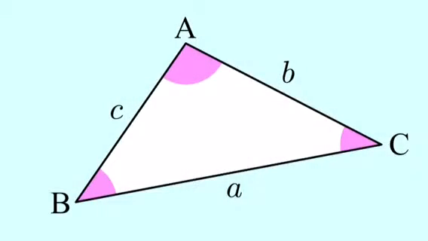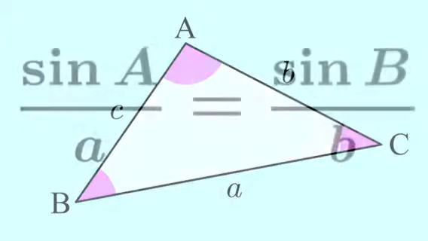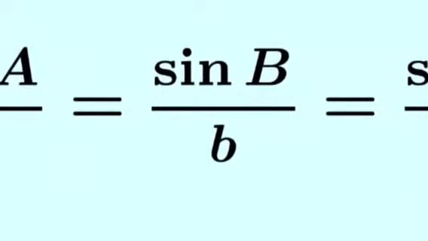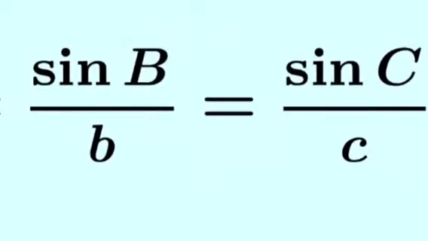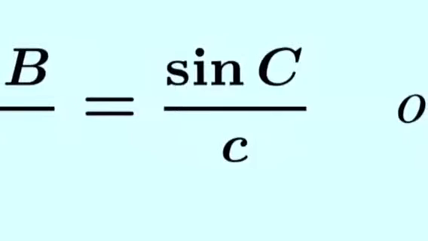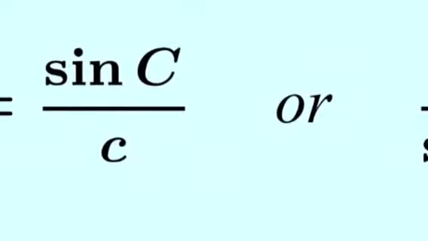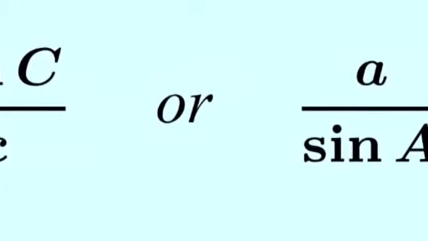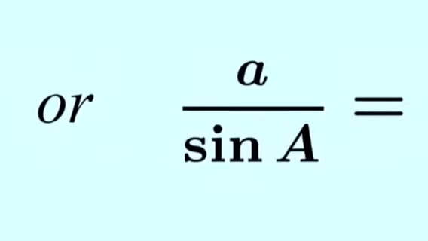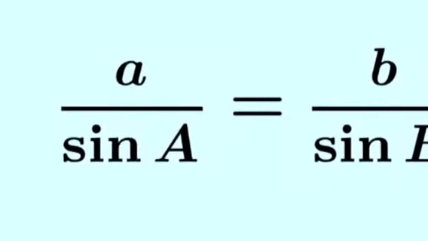The law of sines states that triangle ABC with sides A, B, and C units in length will be opposite the angles A, B, and C. The law states that sine of A over A equals the sine of B over B, which equals the sine of C over C. This can also be reversed to be A over the sine of A equals B over the sine of B equals C over the sine of C.